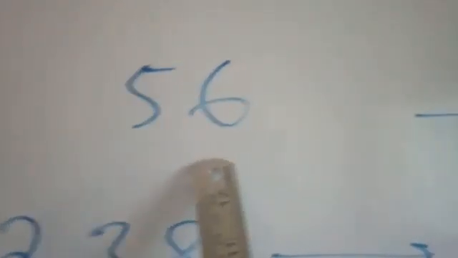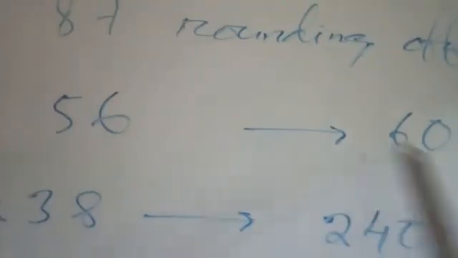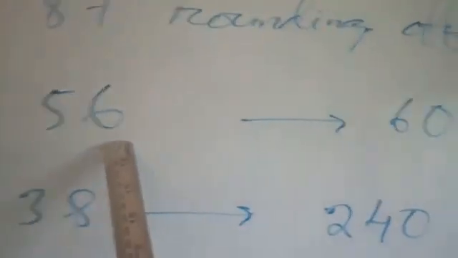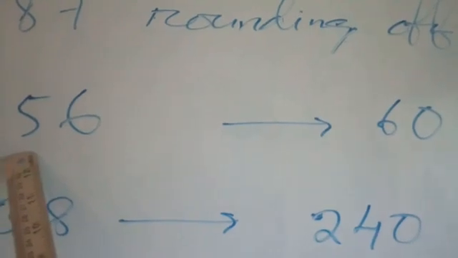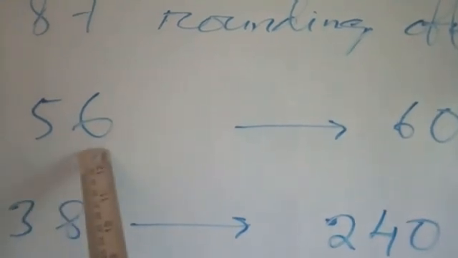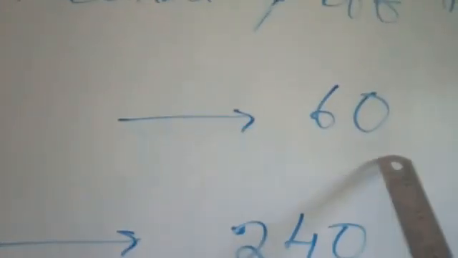So what will you get? 5 plus 1 is 6. And in the place of 6, we will put a 0. So 6 and 0 is 60. So when we round off 56 to the nearest 10, we get the answer 60. Since this number is more than 5, we add 1, and then in the place of 6, we put a 0. So 6 and 0, it is 60.